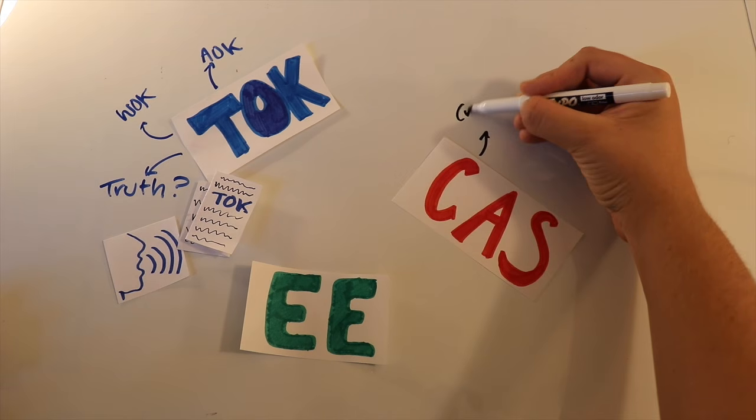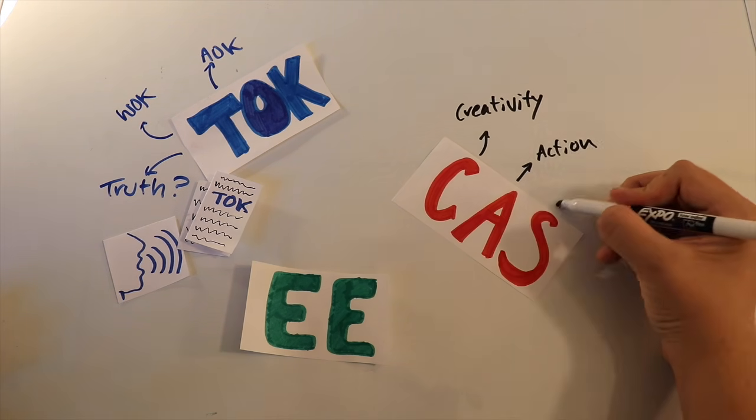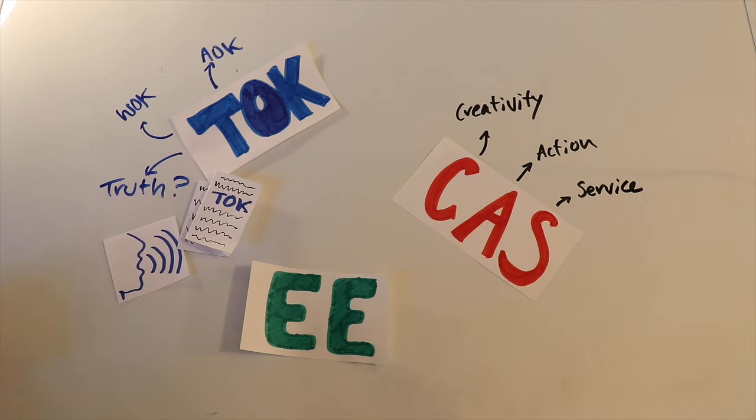CAS stands for creativity, like your artistic skills, action, as in exercise, and service, like volunteering. It's an extra requirement beyond your IB academics to ensure that you are a well-rounded student. Don't worry too much about CAS, because many of the extracurriculars, hobbies, and activities that you already do will help you complete this requirement.